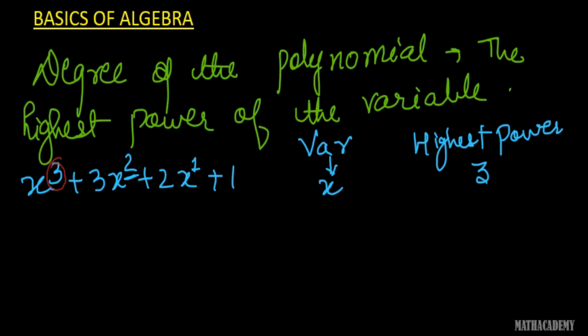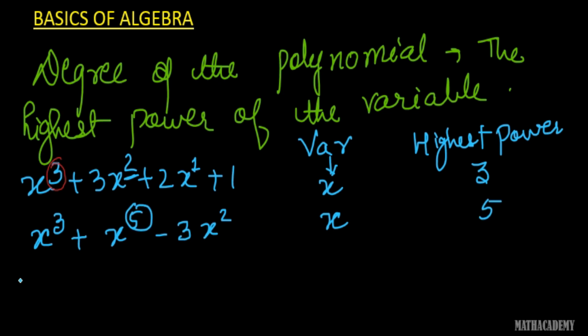Okay, let us consider one more expression. x cube plus x to the power 5 minus 3x square. The variable is x and the highest power of the variable here is 5. So this is 5. If we have an expression, say x square y square plus 7xy.